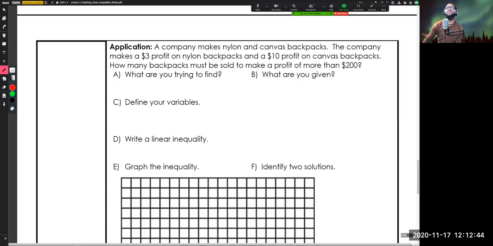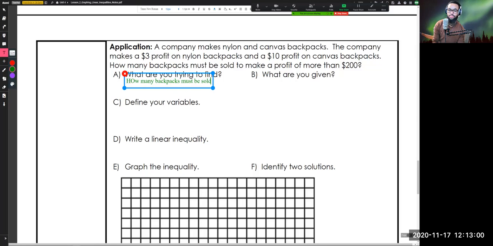So what are we trying to find? We have steps to go through. What is it that we are looking for? We are trying to find how many backpacks must be sold. B says, what are we given? I don't have to write this one out.